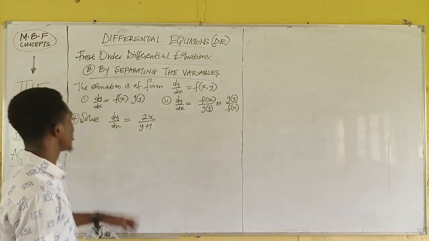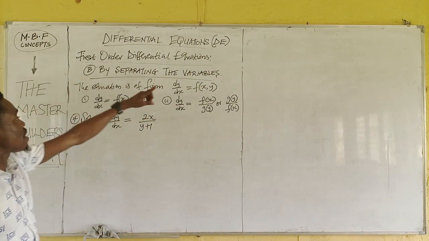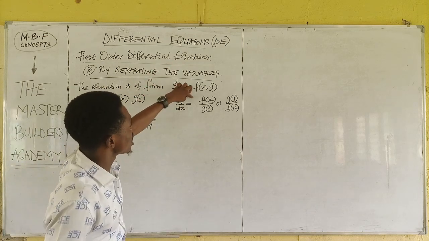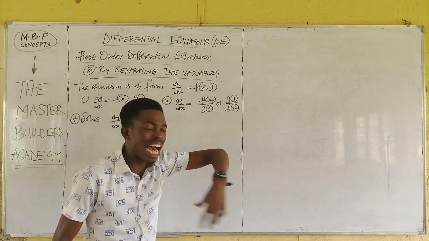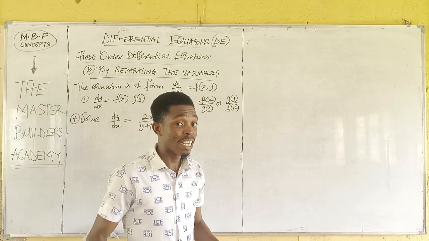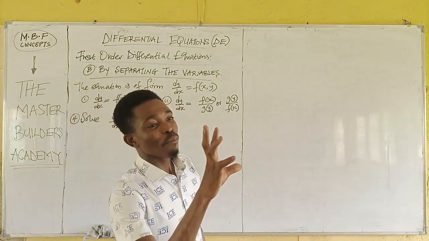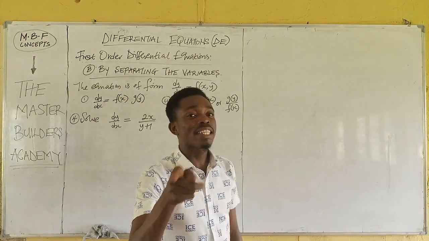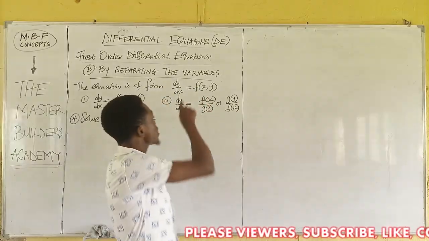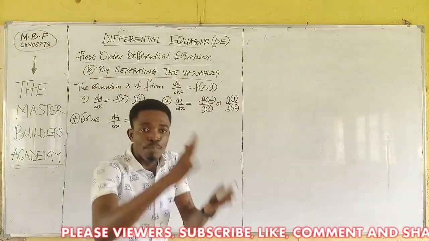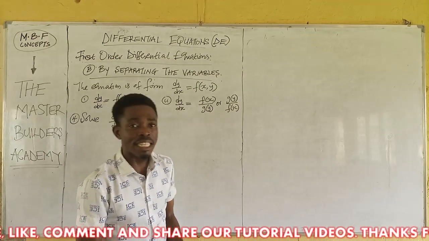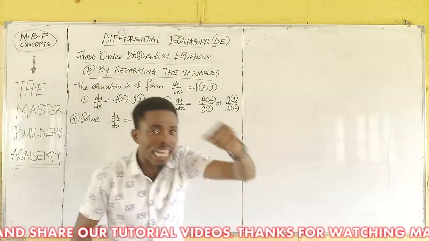Now, let's get started. By separating the variables, the equation is of the form dy over dx is equal to a function of x and a function of y. Hope it's clear. Unlike direct integration, where we have at the right hand side only a function of x, in this case at the right hand side we have both a function of x and y. But here what matters is how y is related to x.